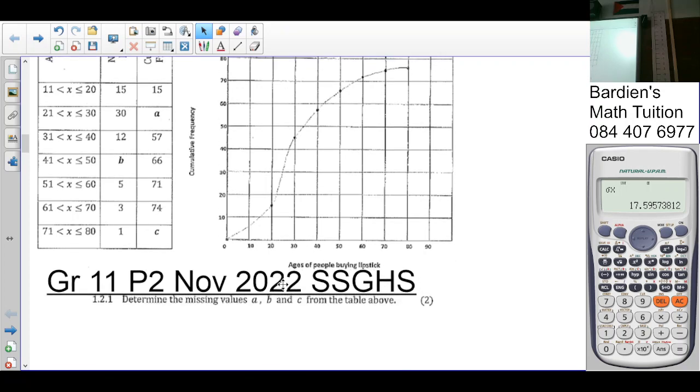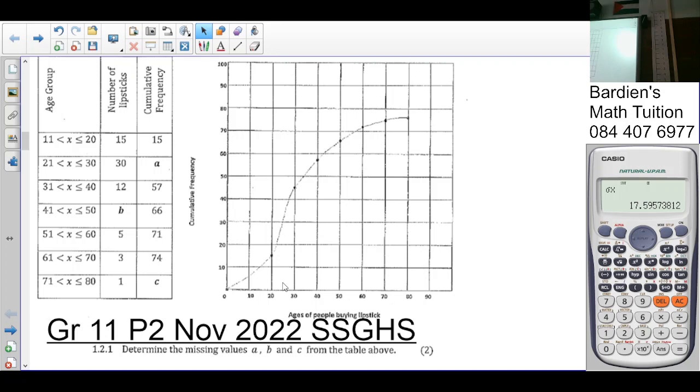First question, determine the missing values A, B and C from the table above. So we know to work out the cumulative frequency, I transfer that over, add 30 to that 15, which is going to give me 45. Not so? And so on. So 45 plus 12 is 57. 57 plus B is 66, so it's 9 plus 57 is 66. Okay? And then 66 plus 5 is 71. 71 plus 3 is 74. 74 plus 1 is 75. So your A value, of course, is 45. Your B value is 9. And your C value is 75.